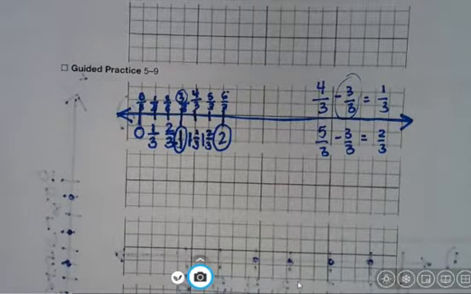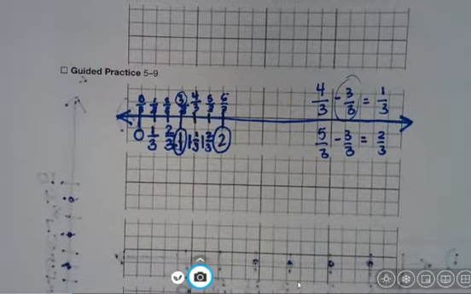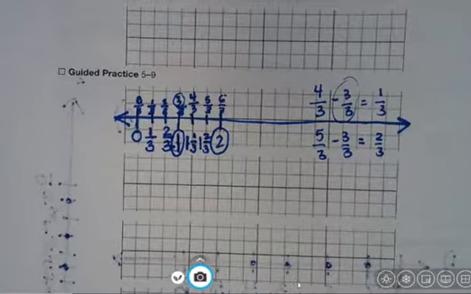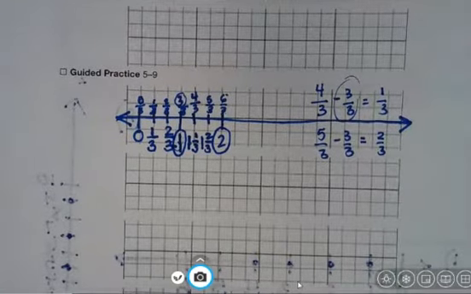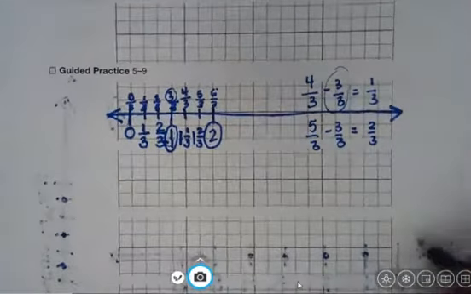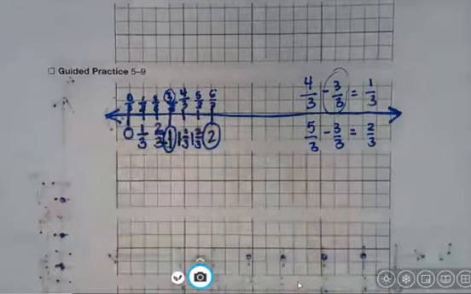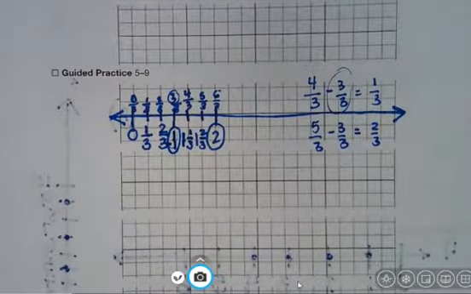Okay, and then if you have a vertical number line that has mixed numbers or fractions that are missing, it's the same process as we did with the whole numbers. It would just be remembering that the 0 is at the bottom, and then you do the same process that you did with the horizontal number line.